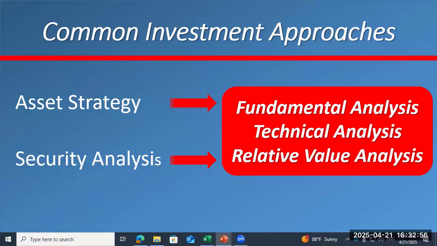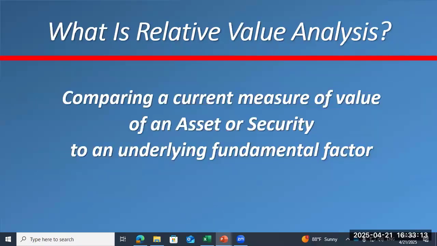So you can also do all 3 of these at the security level. Obviously, you can do fundamental analysis of an individual stock, but you can also do fundamental analysis of an index, technical analysis. So these work for both assets and securities. So let's talk about relative value analysis. What we're doing here is taking something related to market value and relating it to some fundamental factor.